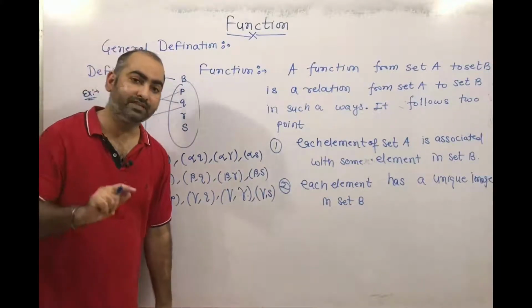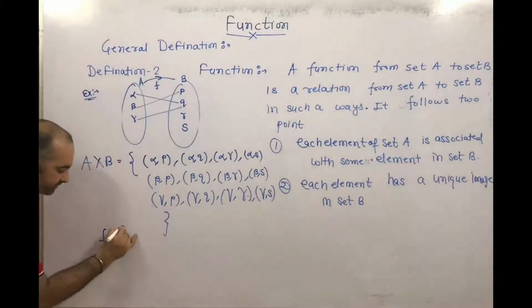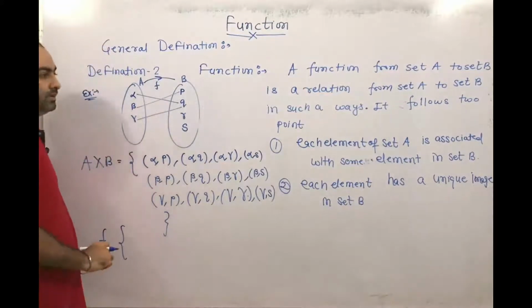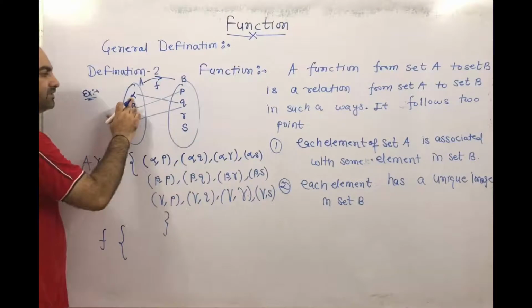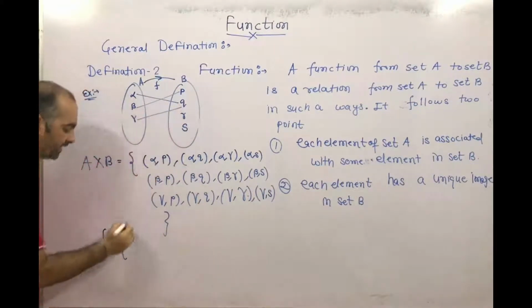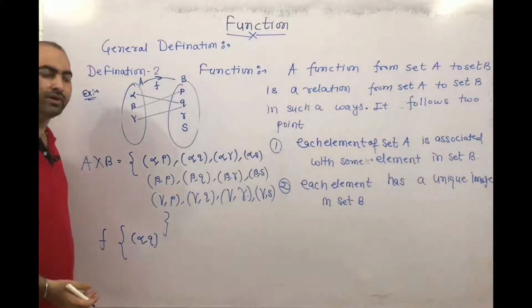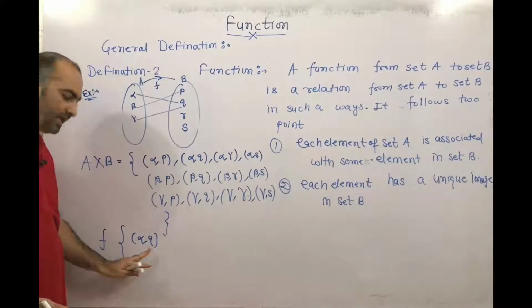What is f? f is a relation from set A to set B. So it will follow these two conditions. According to these two conditions, alpha is connected with what? Q. So what ordered pair will come? Alpha comma Q will come. A relation is also an ordered pair only, right? So alpha is connected with Q, so the ordered pair will be alpha comma Q. Alpha's image is what? Q.